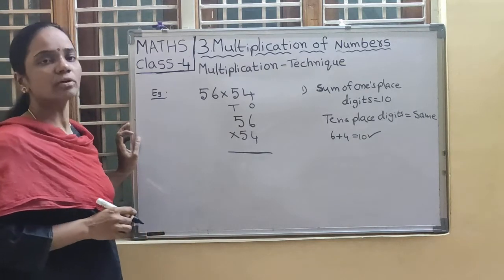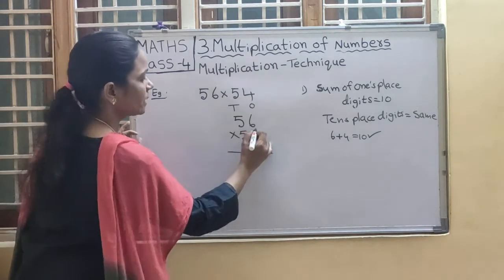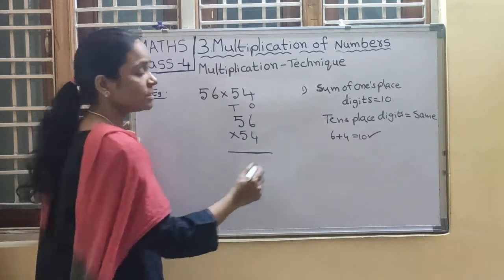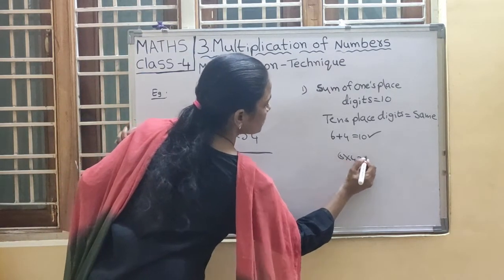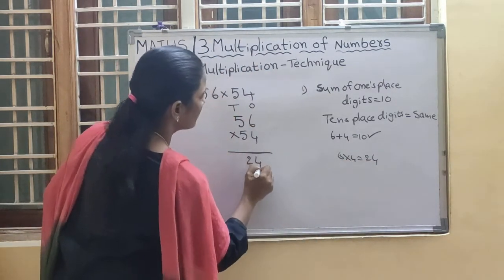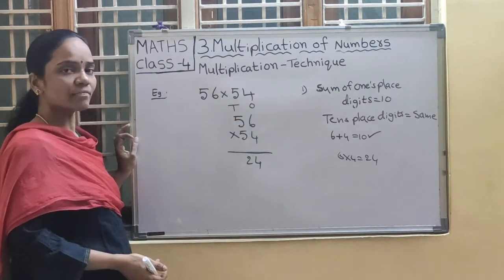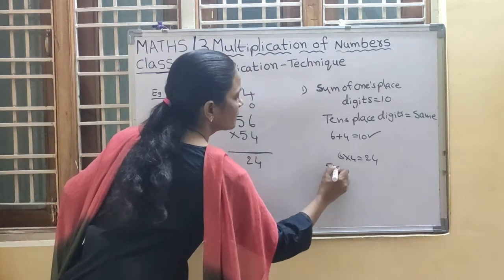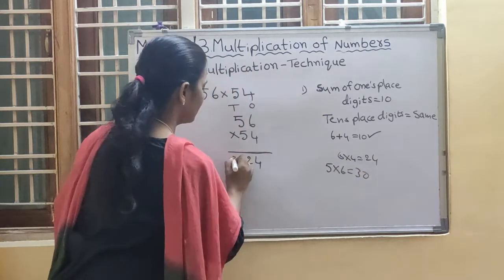So what is the technique? What do we have to do? First we multiply: 6 into 4, 6 4s are 24, right? 24. And 5 after number, what is 5 after number? 6. So 5 6s are how much? 30. This is the answer.